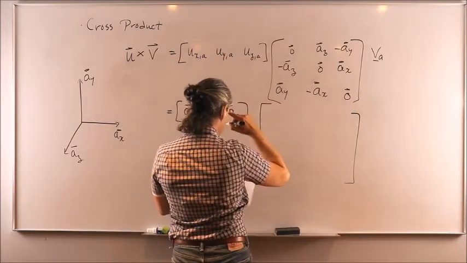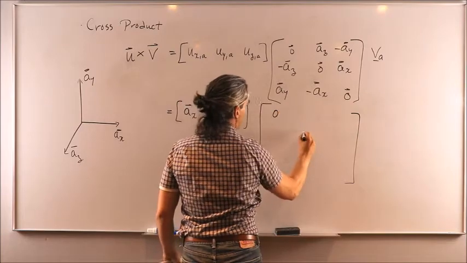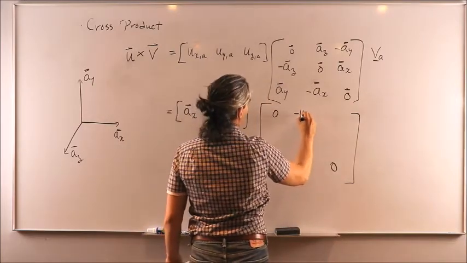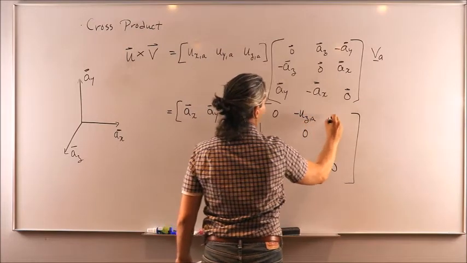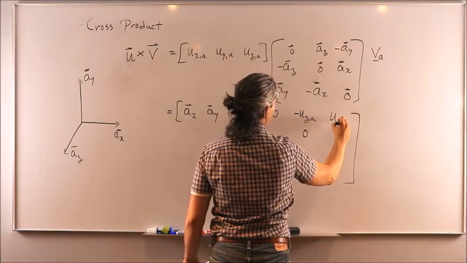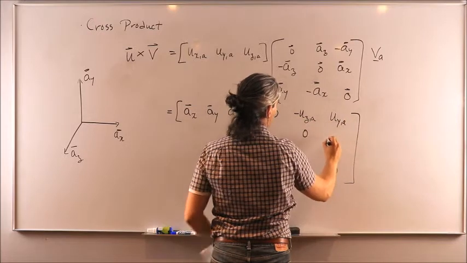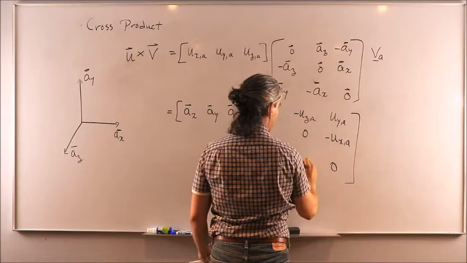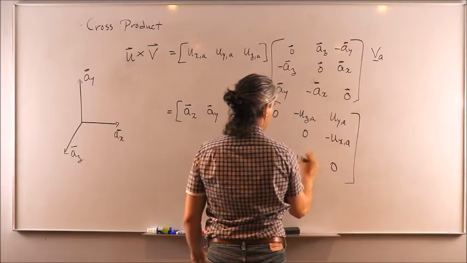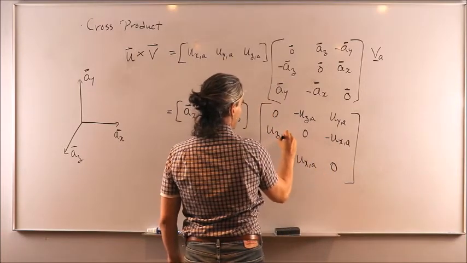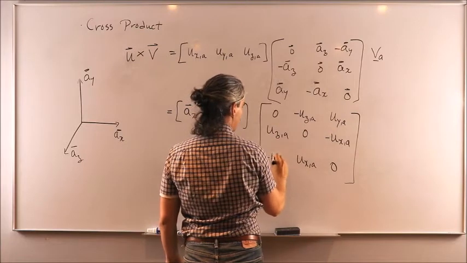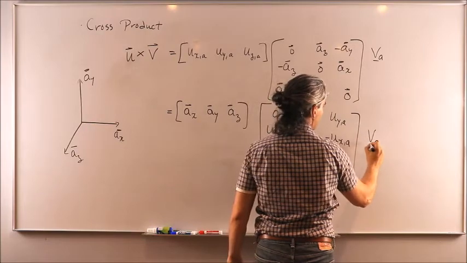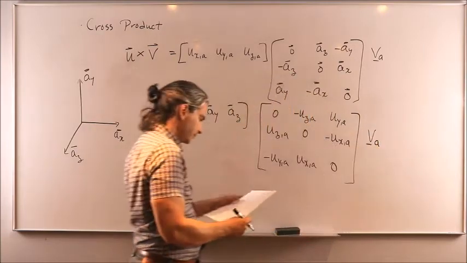So if you do that, you're going to have to write zeros on the main diagonal, minus UZA, UYA, minus UXA, UXA, UZA, minus UYA, and then components of vector V in reference frame A stays the same.